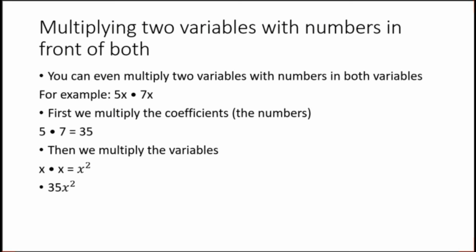Alright, so you can multiply two variables with numbers in front of both. For example, we have two variables here and they have numbers in front of them. So to multiply these two things, we're first going to multiply the coefficients. We have 5 times 7, that equals 35. And then we multiply the variables, x times x. We count them, we get 1 x and 2 x's, gives us x squared. So we put these 35 and x squared together, we get 35x squared.